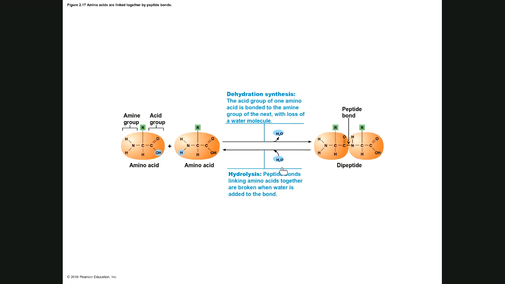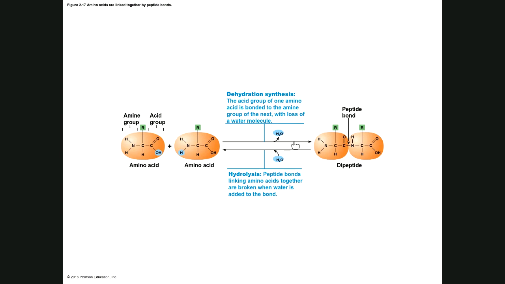Here's just another way of looking at the same thing. You've got two amino acids here. We're going to use dehydration synthesis, the removal of water. We're going to form a peptide bond after that. The peptide bond is between the carboxyl group of the first amino acid in the sequence and the amine group of the next amino acid in the sequence.